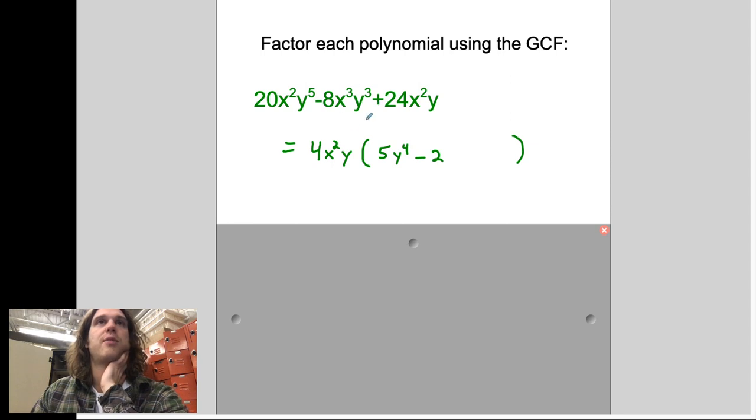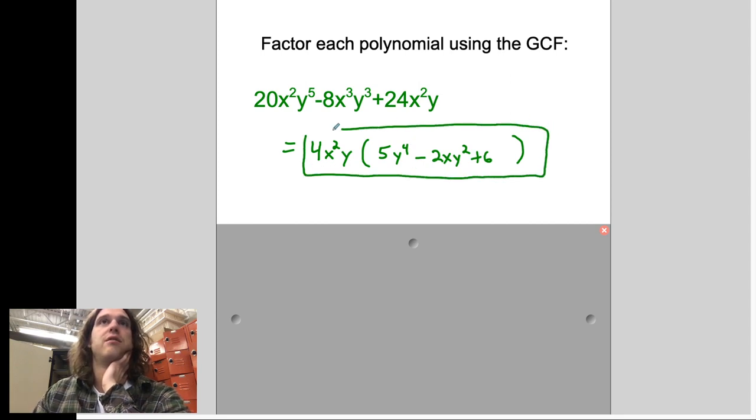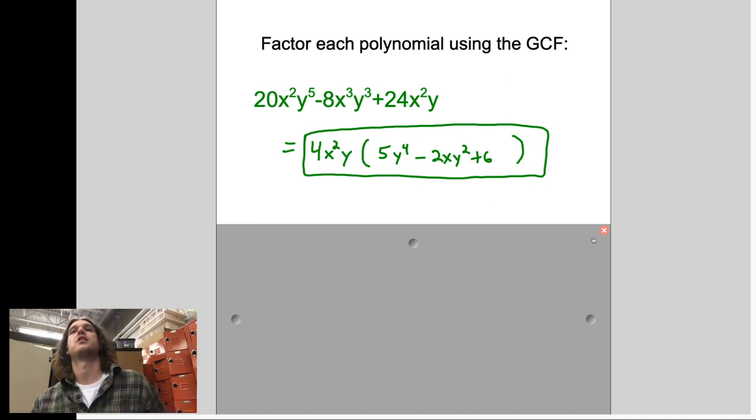There are 3 x's here. I pulled out 2, so there's 1 left. There are 3 y's here. I pulled out 1, so there are 2 left. Lastly, 24 divided by 4 is plus 6. There are 2 x's here. I pulled out 2, so there are none left. There's 1 y here. I pulled out 1, so there are none left. So that's our final answer. This is the polynomial after factoring out the greatest common factor.